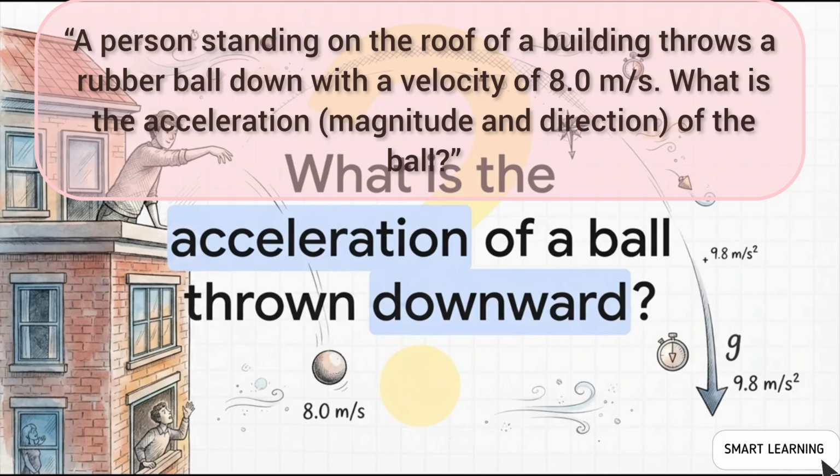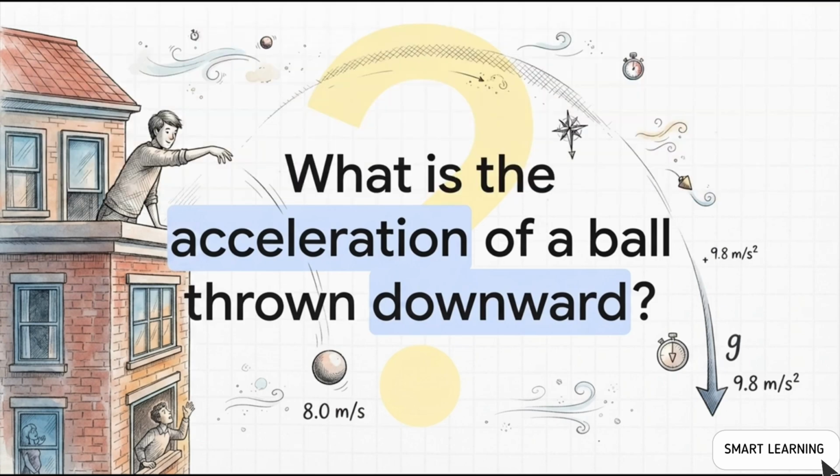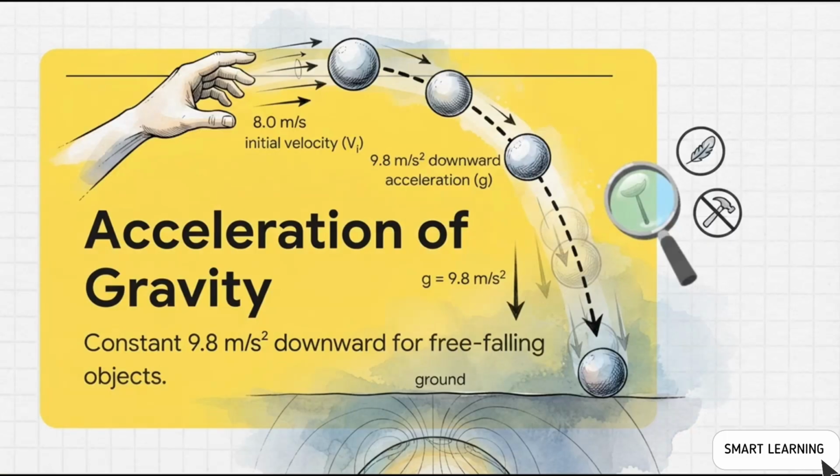What is the acceleration, including both magnitude and direction of the ball? Keep that initial downward throw in mind. It's a bit of a trick. Okay, so here's the crucial point. That initial throw does not change the laws of physics.